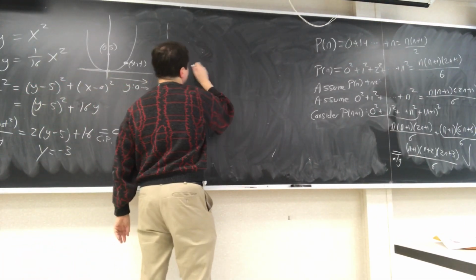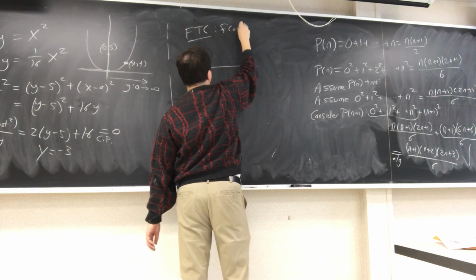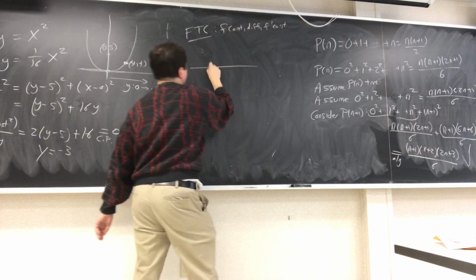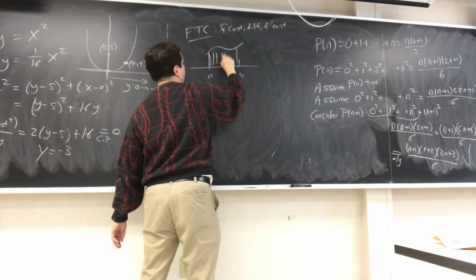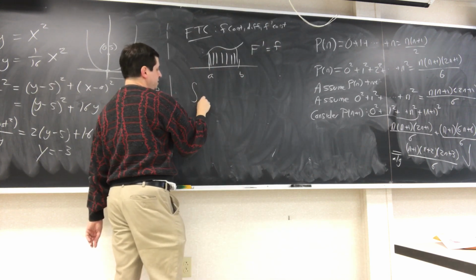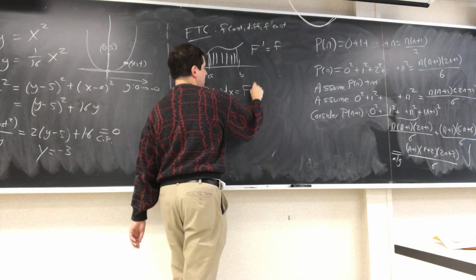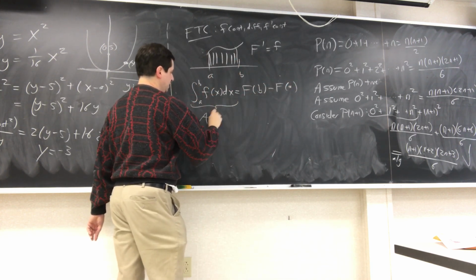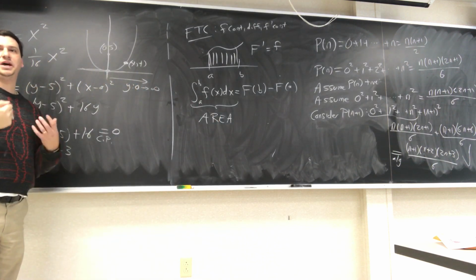So if I give you the fundamental theorem of calculus, let's say f is continuous, differentiable, and f prime is continuous. So here's some interval a, b, here's some function f. If big F prime is little f, then the area under the curve from a to b is the antiderivative at b minus the antiderivative at a. And this is area. If you do not say area, you make me upset.